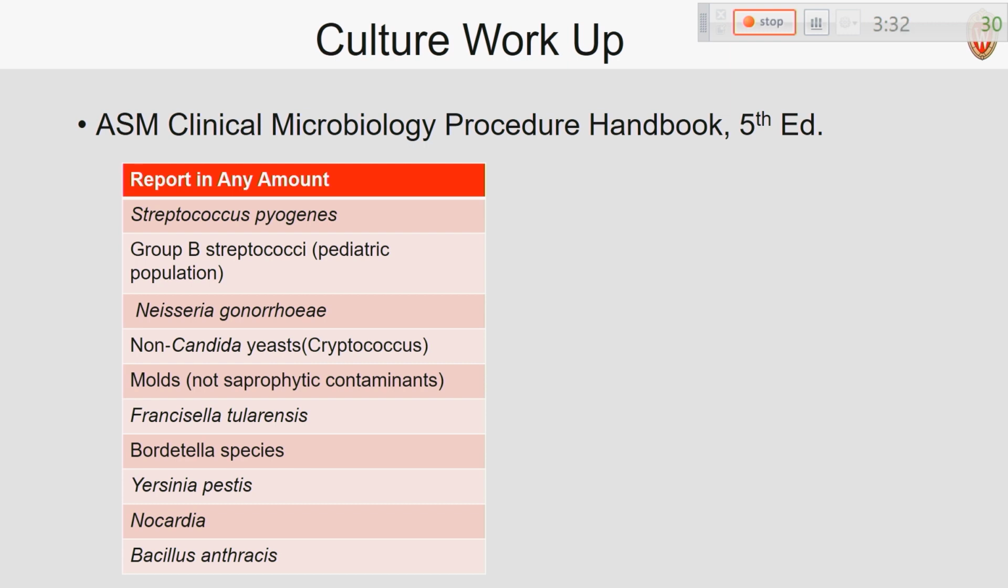And I'm not going to harp over these because these are all things that should be embedded in our brains from either school or our procedures or our competencies or countless other things. But the ASM Procedures Handbook lays out what we should report, when we should report it, and in what amounts. So, a list of things that we should report out in any amount listed here.